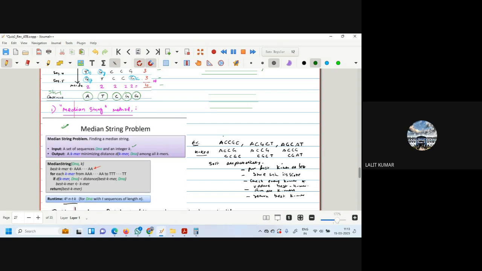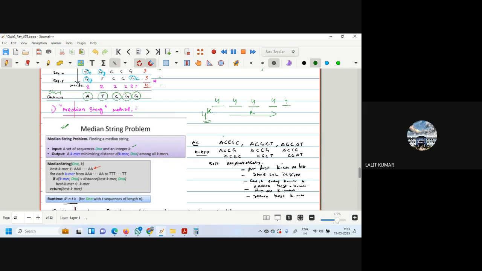We know that when we build a k-mer, it has k positions, and each can take only four things, either A, C, G, T. So our search space will become 4 to the power k. Only these many k-mers can be formed.